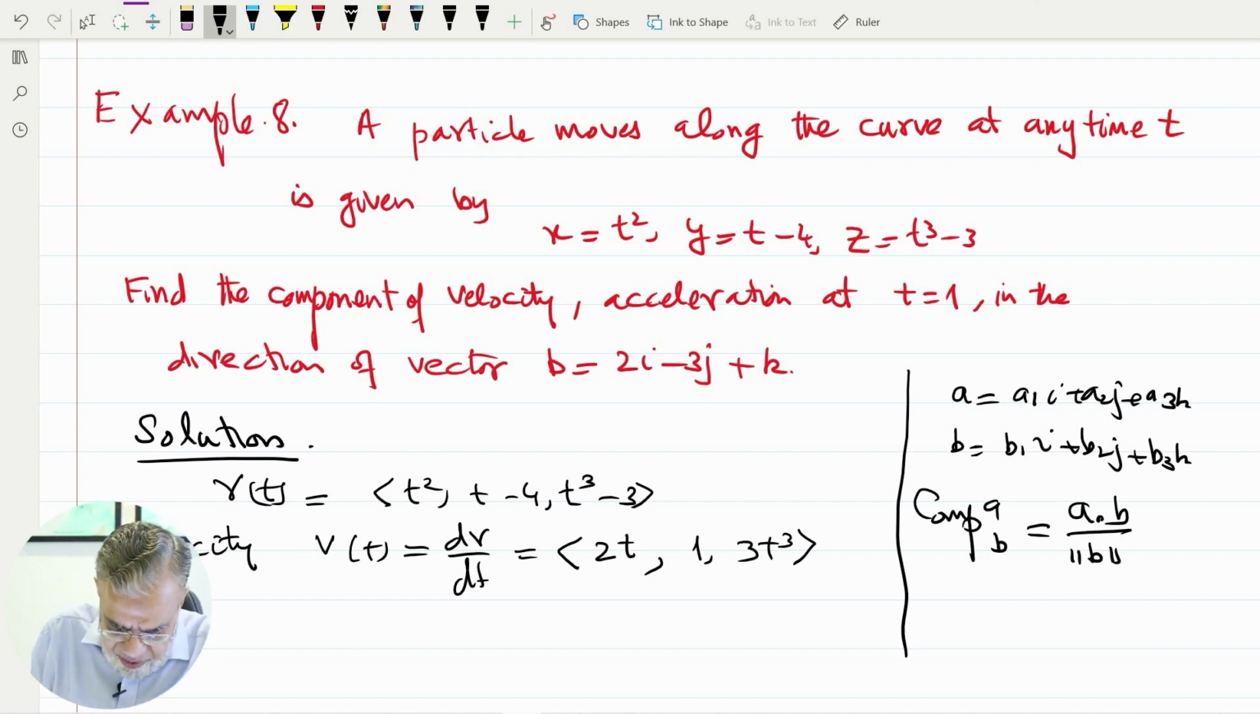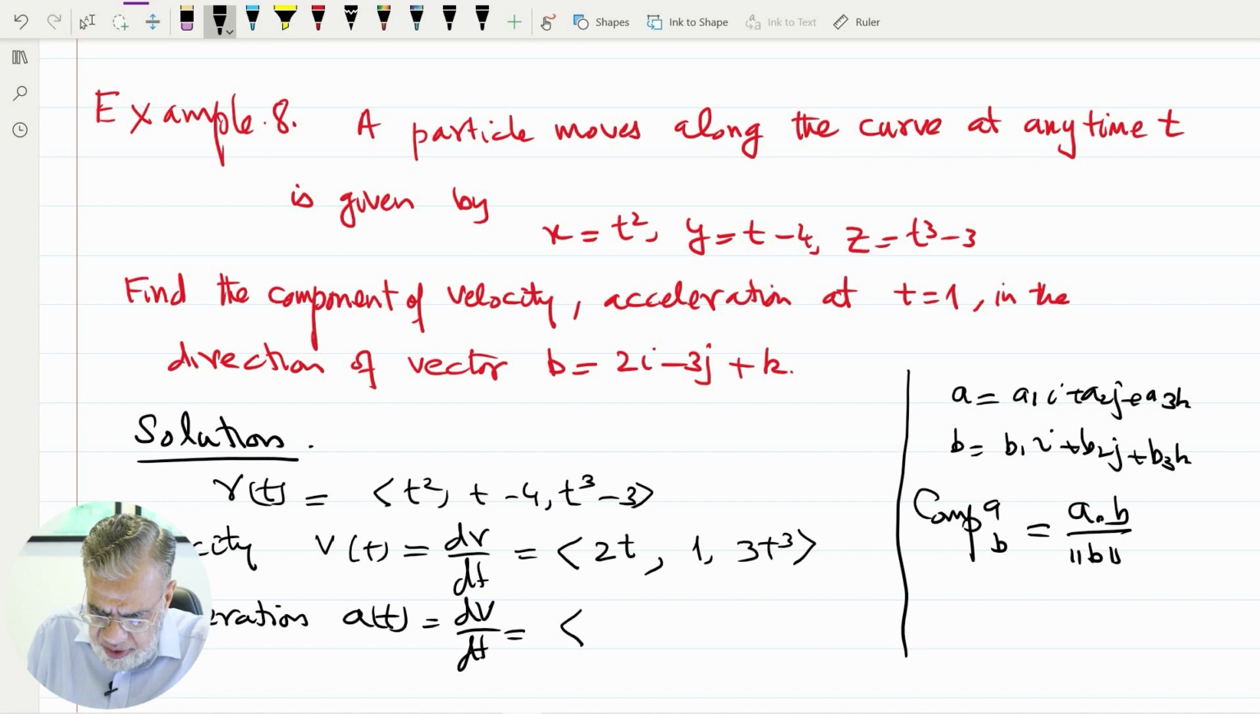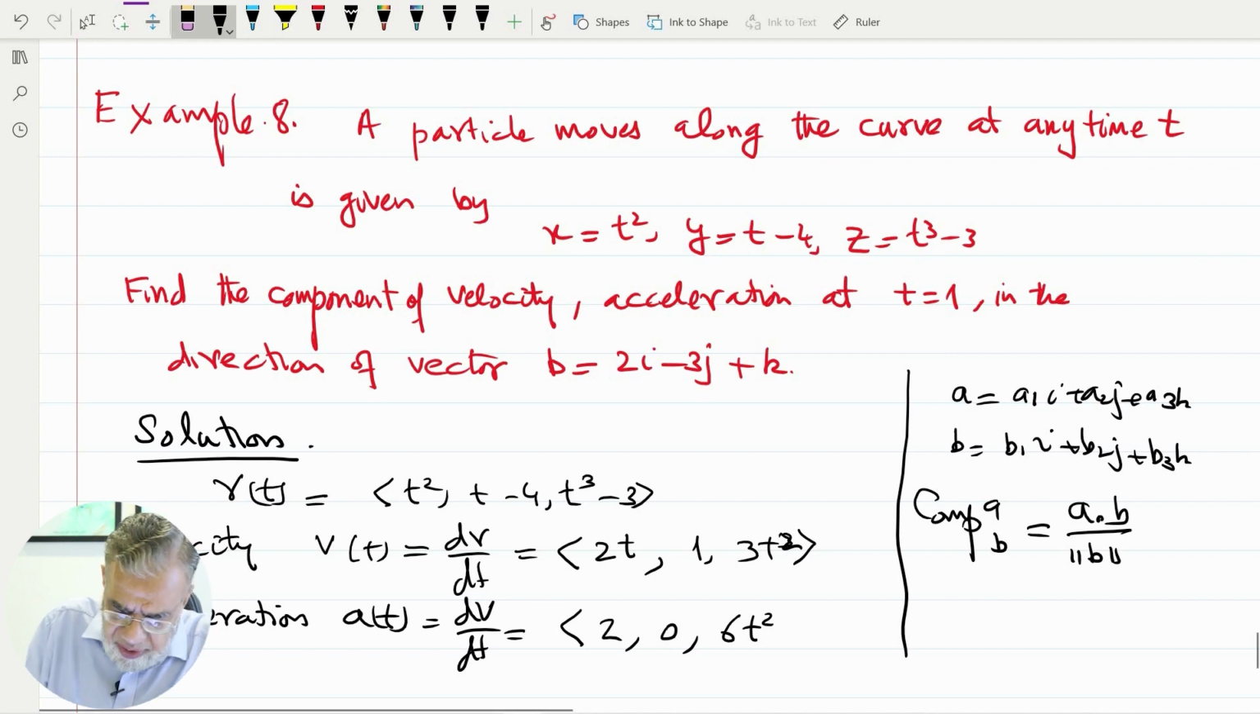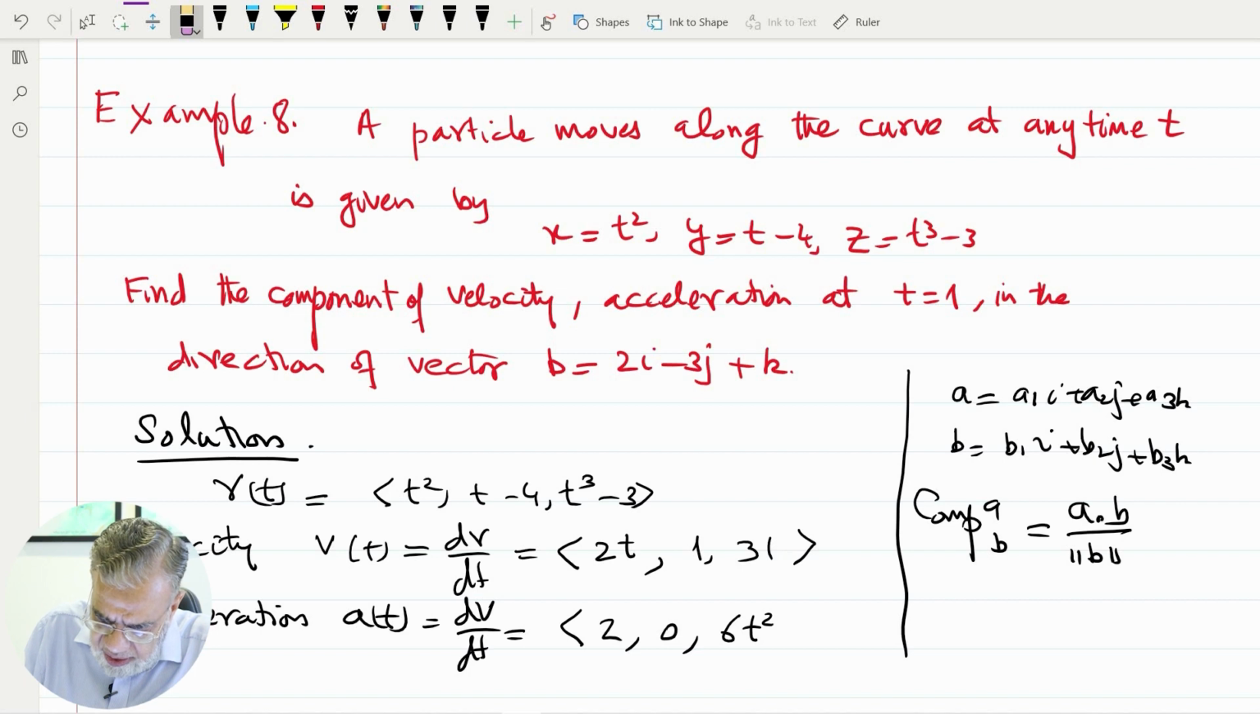So I can find my acceleration. We take the derivative of the velocity vector, a of t is equal to d2r by dt square. The derivative of 2t is 2, the derivative of 1 is 0, and the derivative of 3t square is 6t, not t square. So here we are having 6t only.